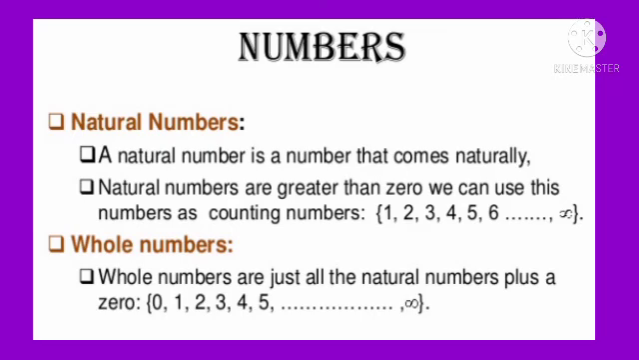Whole numbers. Whole numbers are just all the natural numbers plus a 0. The set which includes the natural numbers and 0 is known as whole numbers. 0, 1, 2, 3, 4, 5, etc. Therefore, natural numbers start from 1. Whole numbers start from 0.